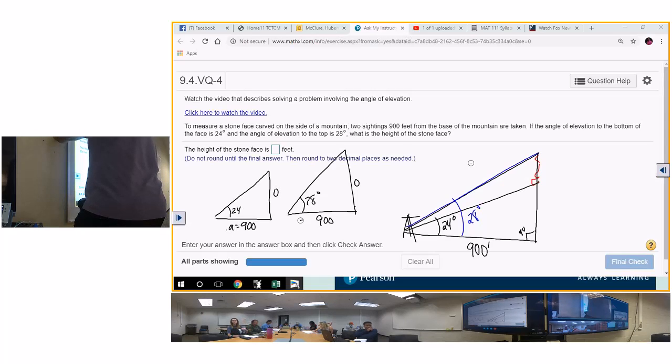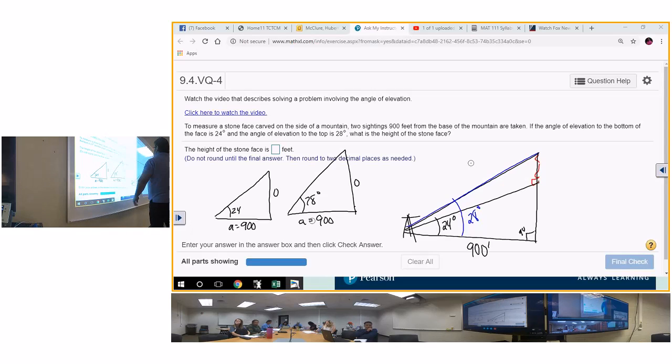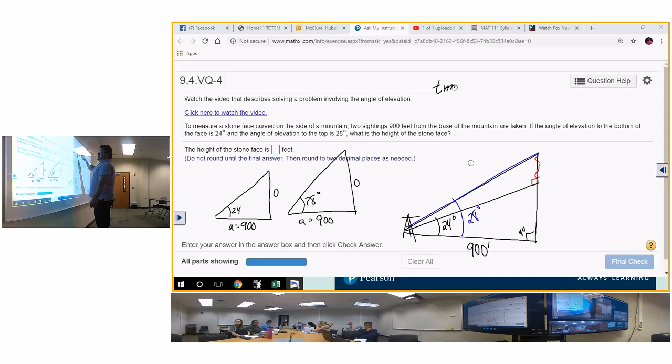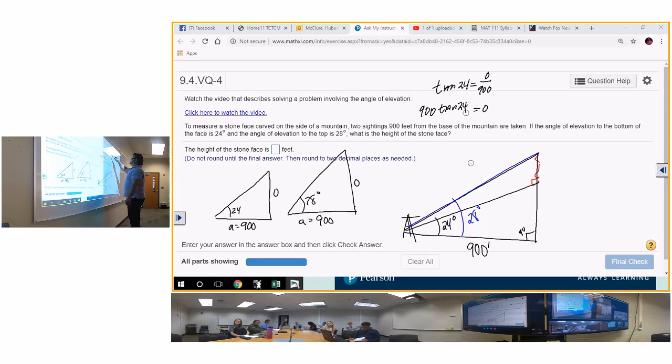Oscar had a hunk of apple. So the tangent of 24 is equal to O over 900. O is equal to 900 tan of 24. And the same thing over here. Tan of 28 is equal to O over 900, so O is 900 tan of 28. Somebody crank those out for me.